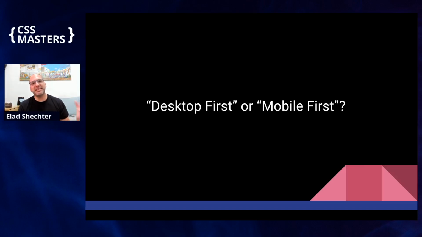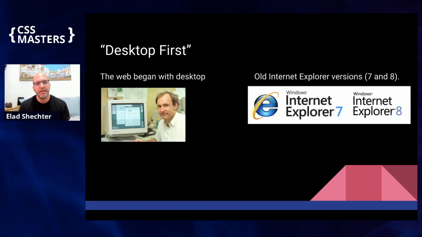In responsive design, we have two big methodologies that everyone talks about: the desktop first methodology and the mobile first methodology. Let's talk about both of them and try to understand why both methodologies exist. The desktop first methodology: why does it exist?